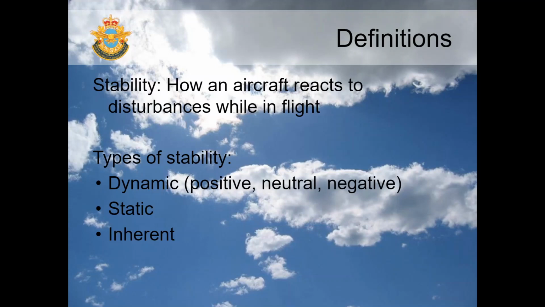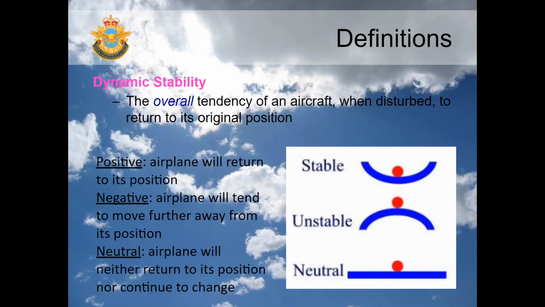To start off, what is stability? Stability is how an aircraft reacts to disturbances while in flight. And the three types are dynamic, static, and inherent. Dynamic stability is the overall tendency of an aircraft, when disturbed, to return to its original position. And we can break this down further into positive, negative, and neutral.